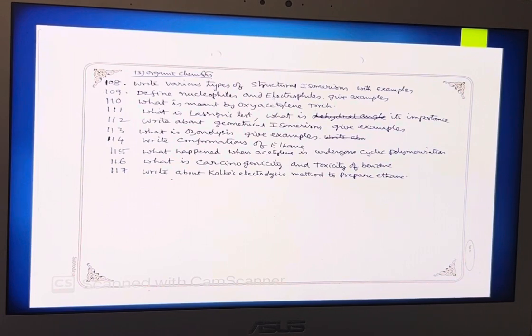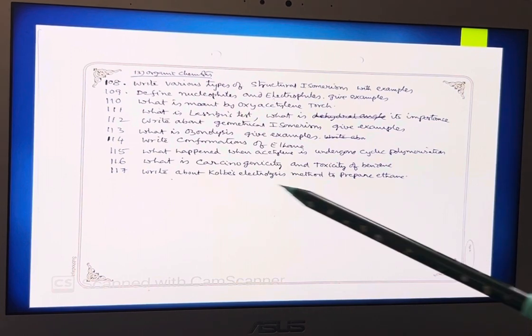When acetylene is heated with nickel cyanide, you will get cyclooctatetraene. That is also one more example. It is not in your syllabus. What is carcinogenicity and toxicity of benzene?